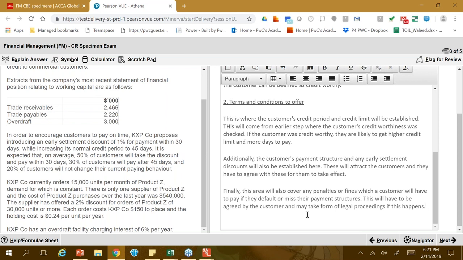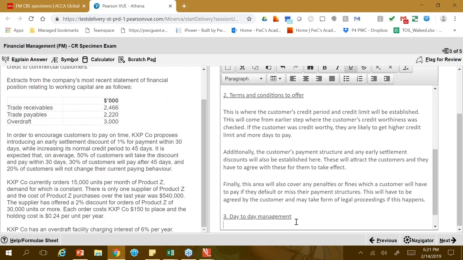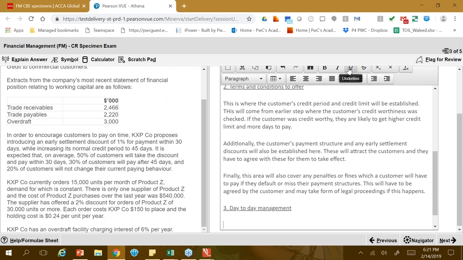We just need a few points explained well. So final, third heading, the operational or day-to-day management of these receivables. That's what we are going to look at next. Day-to-day management. So in terms of day-to-day management, what are the points you think we can talk about? So give me your points on day-to-day management.